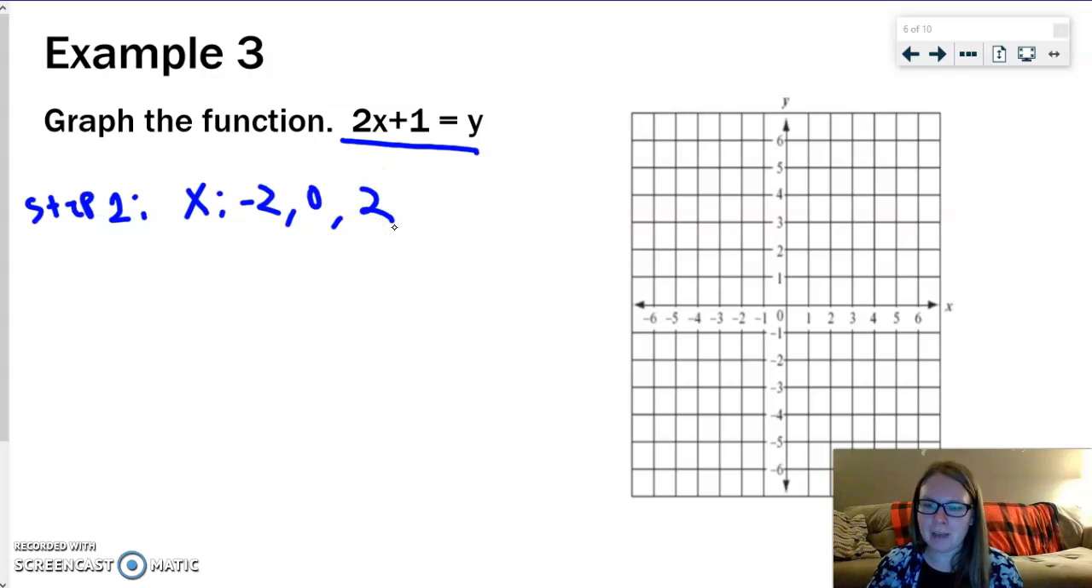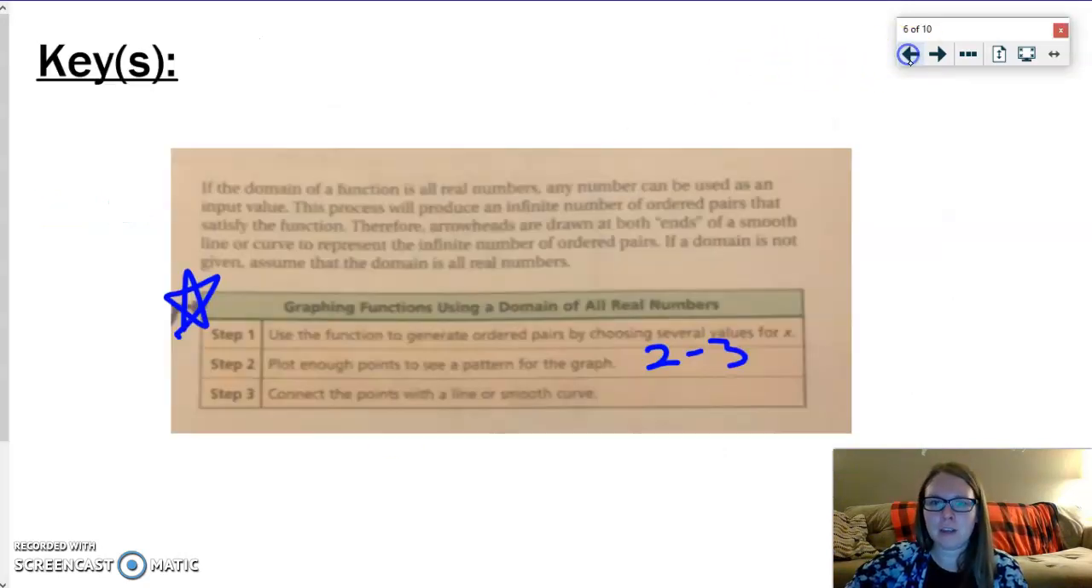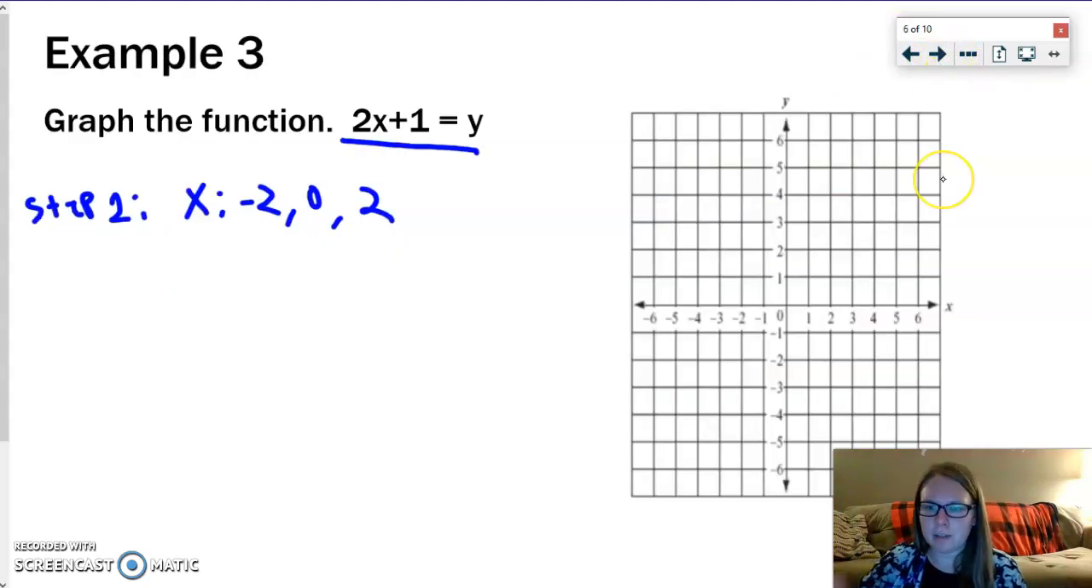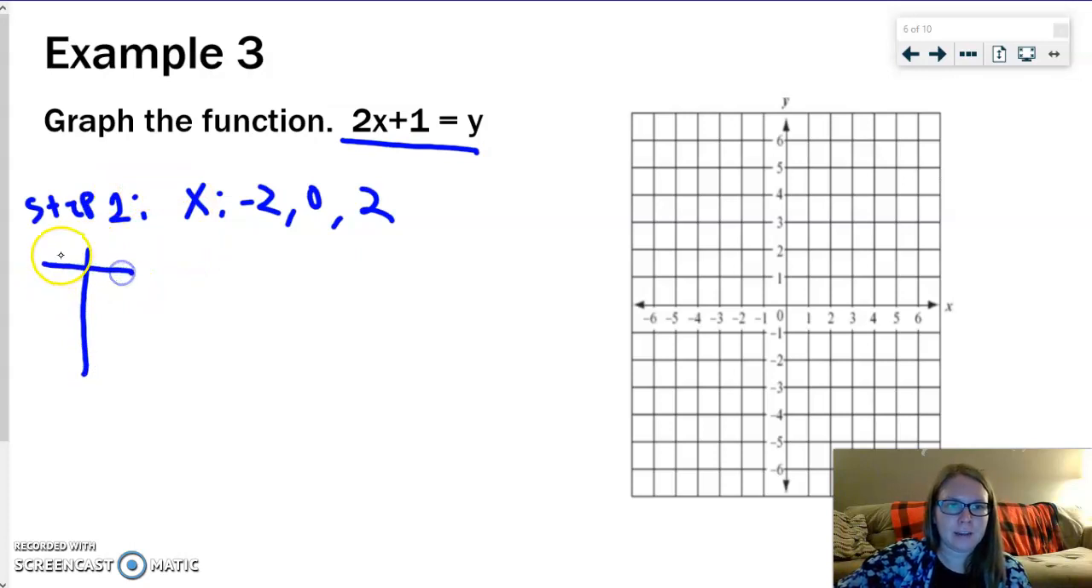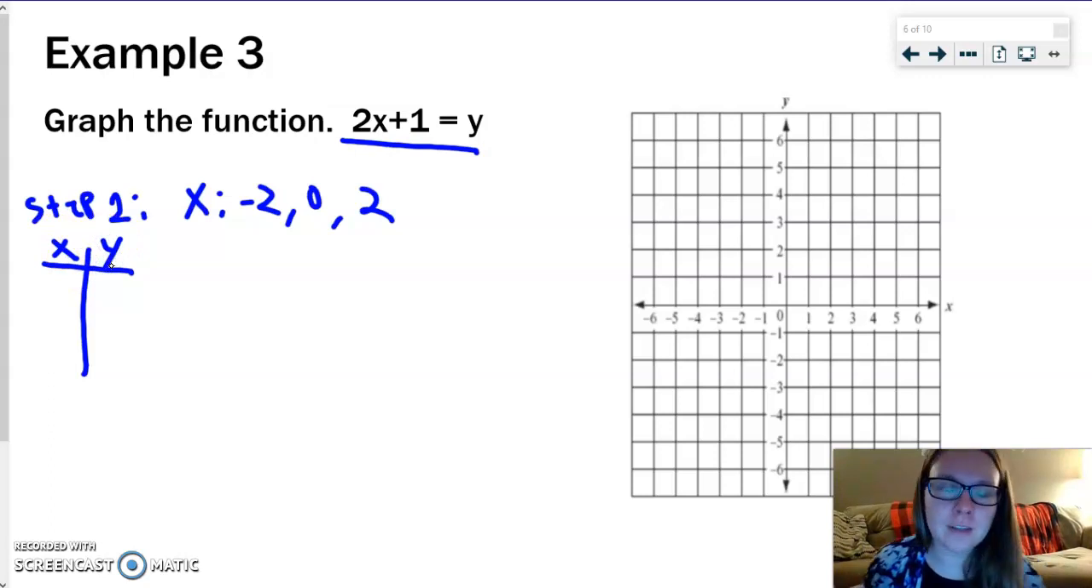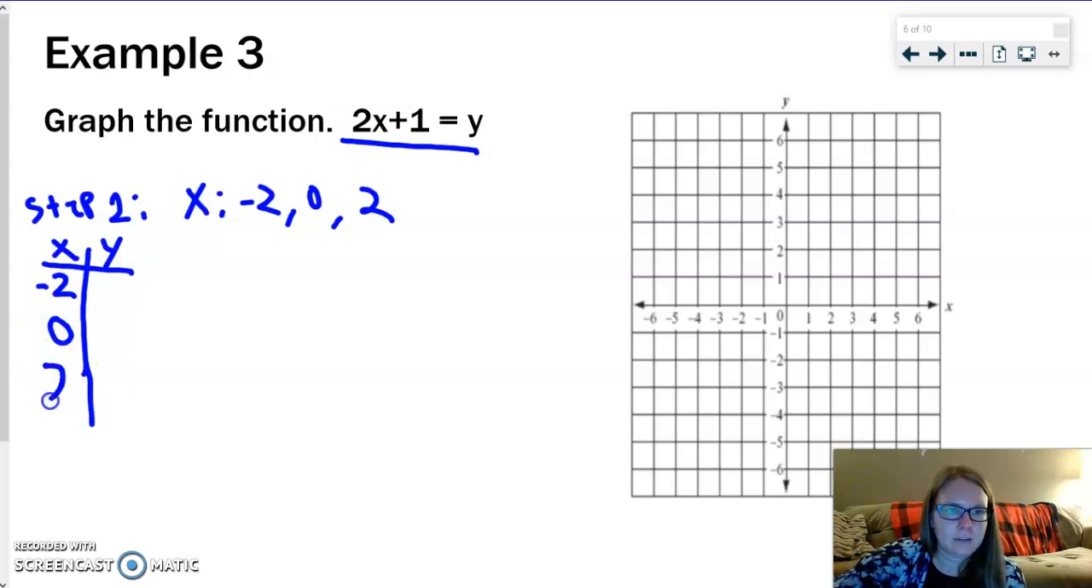That gives me at least 3 values, which I said 2 to 3 are going to be the biggest help on setting up that graph. So what we're going to do is we chose those x values, and then we're going to generate these ordered pairs by setting up that table. So again, I'm going to set up a table where I've got x and y. And my equation this time is already solved for y, which is awesome. So I have 2x plus 1 equals y. So I'm going to have -2 as my x, 0 as my x, and 2 as my x. Remember, these are considered my domains.